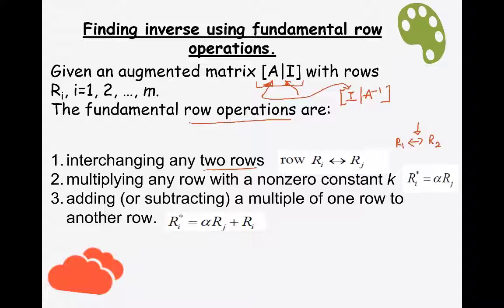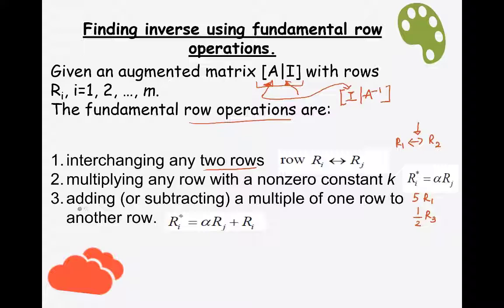Next, we are allowed to multiply any row with a non-zero constant. What is the meaning of that? Let's say we have row 1. We are allowed to multiply it with any constant, for example 5, or maybe 1 over 2 row 3 and so on. So we are allowed to multiply with any constant except for 0.